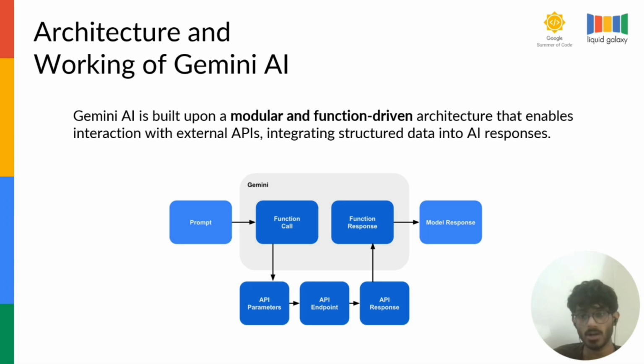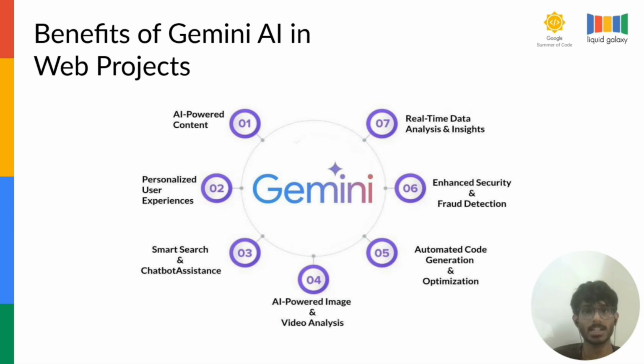This structured workflow allows Gemini AI to effectively process complex queries, integrating with external APIs and delivering intelligent responses in real time. Now that we understand the API workflow, let's move on to the benefits of using Gemini AI in web projects. To the next slide. Now let's take a closer look at the key benefits of integrating Gemini AI into web projects.